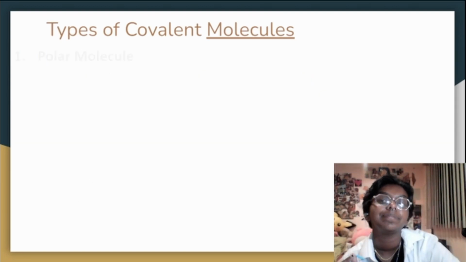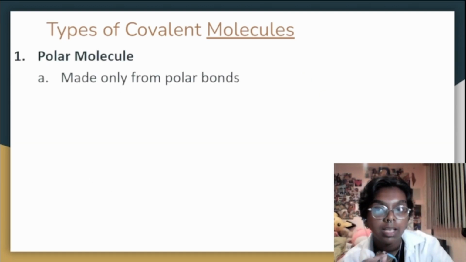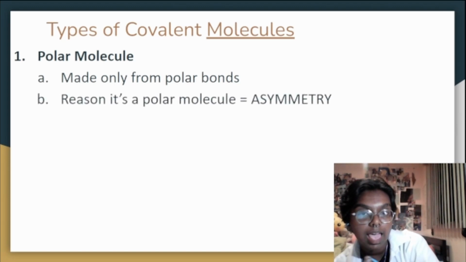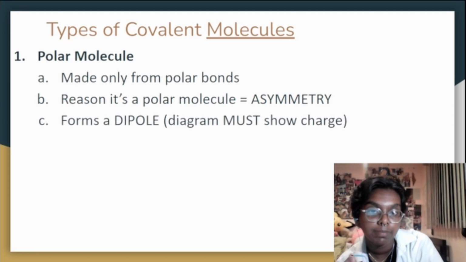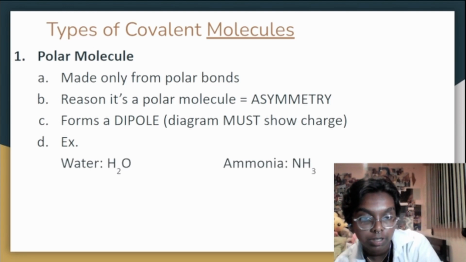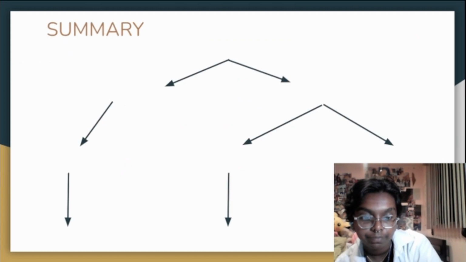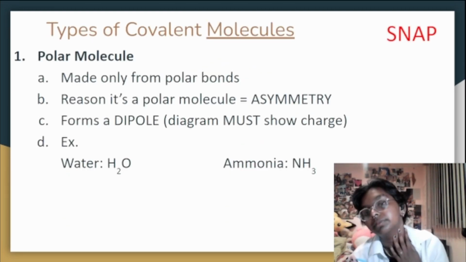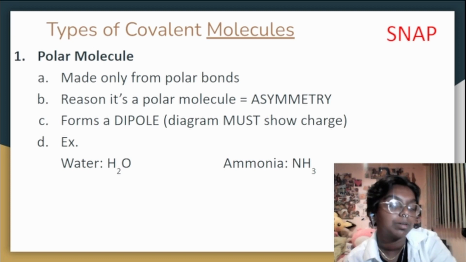A polar molecule can only have polar bonds, right? And there's no symmetry, and it forms a dipole. So you have water, H2O, and ammonia, NH3. They're not symmetrical, and they only have polar bonds.